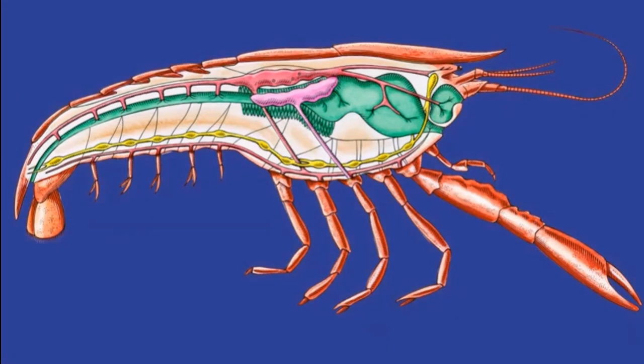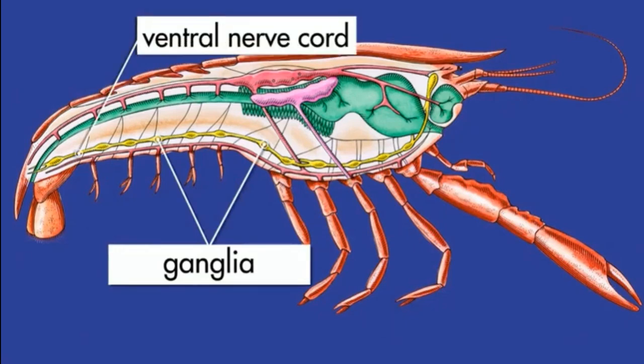The nervous system is quite simple, consisting of groups of ganglia and a ventral nerve cord. Crustaceans are a diverse group of invertebrates. However, by examining the anatomy of the crayfish, we can get a good representation of the anatomy of all crustaceans.